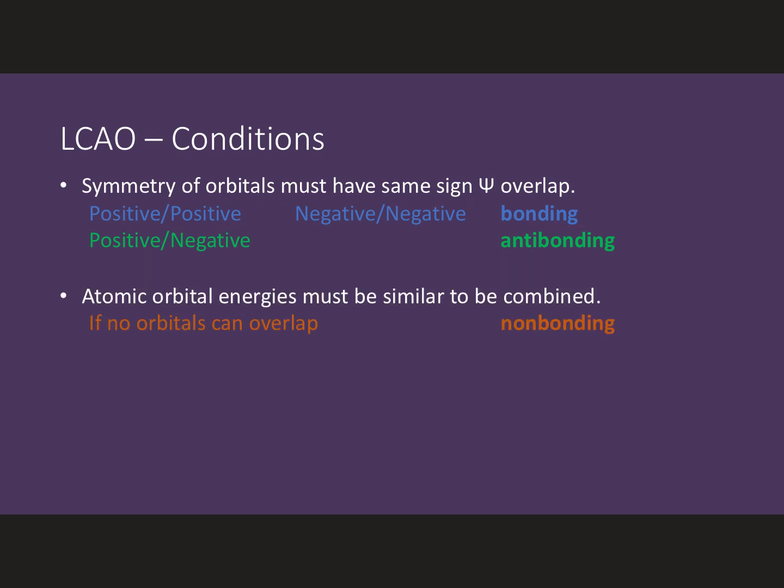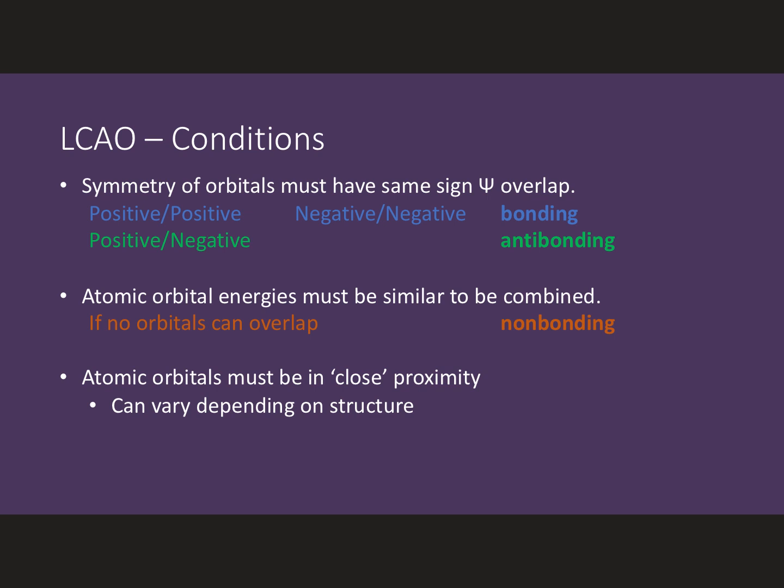We also said that orbital energies must be similar for them to be combined. So if they're way far in energy, or we find that no orbitals can overlap for symmetry reasons or thinking about energetic reasons, this is how we end up with a non-bonding orbital. So that's where that's going to show up.